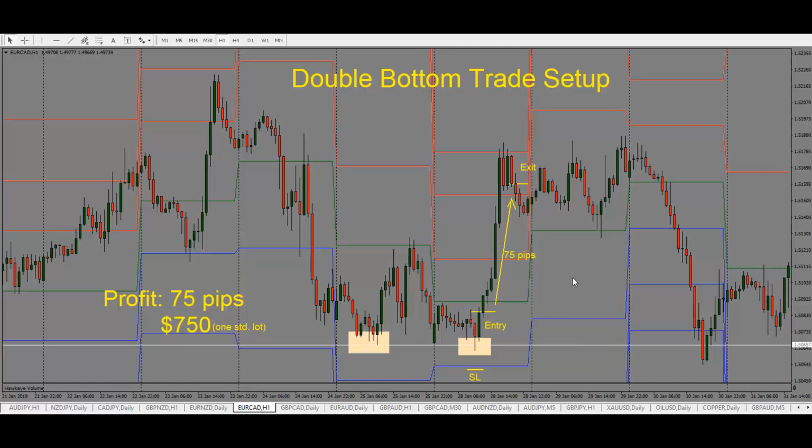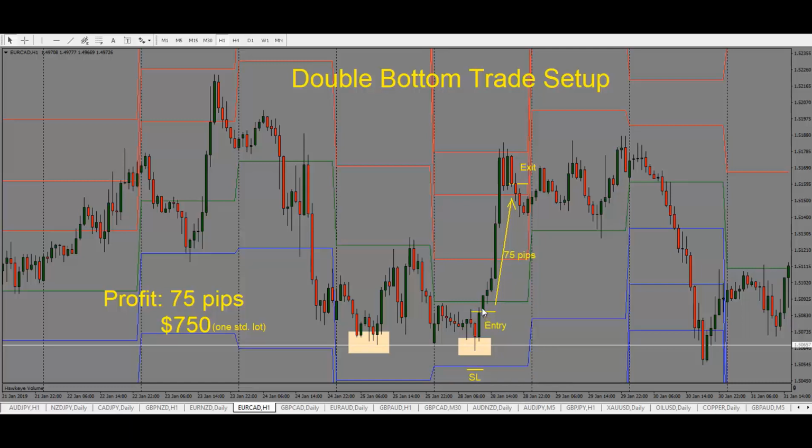So now we have confluence. We have a support resistance line. We have our first rejection level, and then we get our second rejection level. So this makes our double bottom trade setup, and now we can take a trade. After the close of this green candle here, the bullish engulfing candle, we will enter our trade long, and our stop can go on the other side of this pin here. We just want to make sure that we give the trade enough room to breathe.